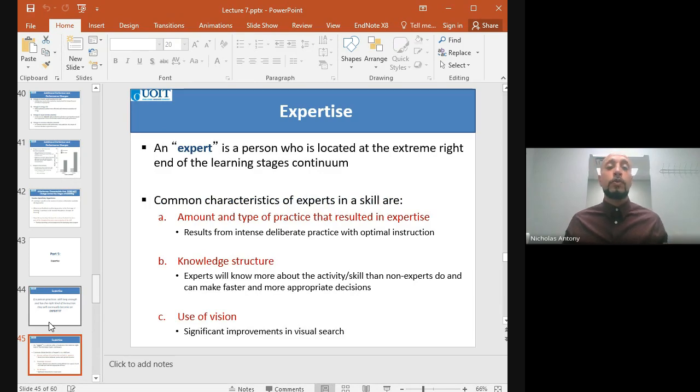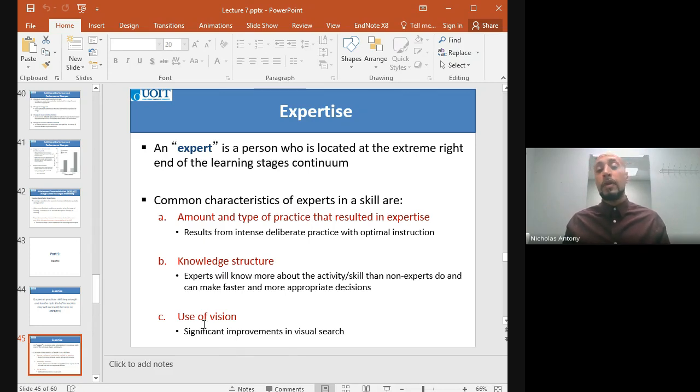An expert is someone who has learned all the way to the very edge of the learning continuum, or the stages of learning. Common characteristics of experts in a particular skill are the amount of time and type of practice. It's usually a very long amount of practice and deliberate, intentional practice with optimal instruction that leads to someone becoming an expert. Experts generally have a better knowledge structure about the motor skill than beginners or amateurs.